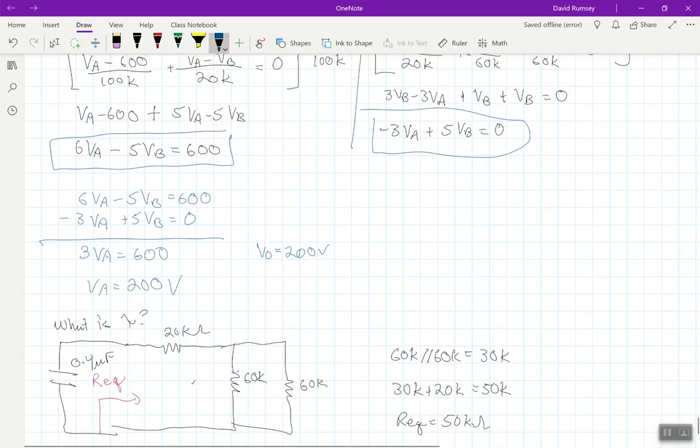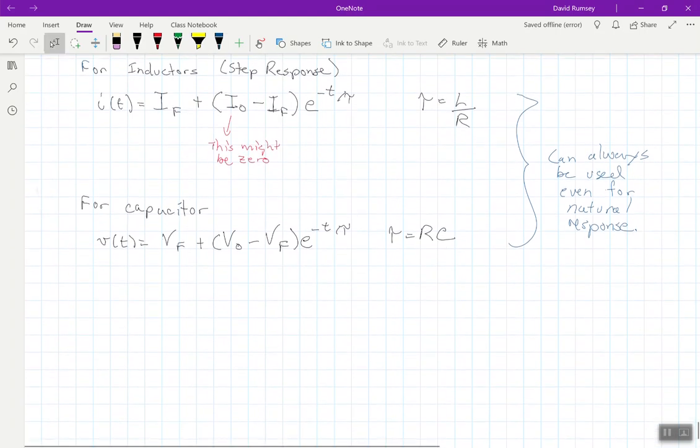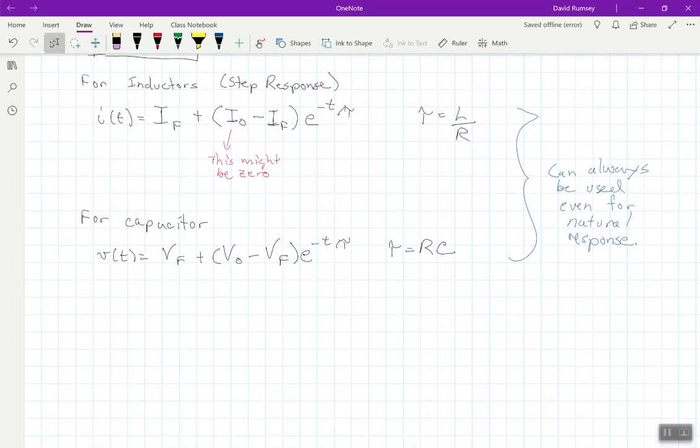So that's what I like about these step response equations: we can actually use them for the natural responses as well. Sometimes that confuses some people, and if you don't like how I did that in that video, then just go back to the way you were used to doing the problems.